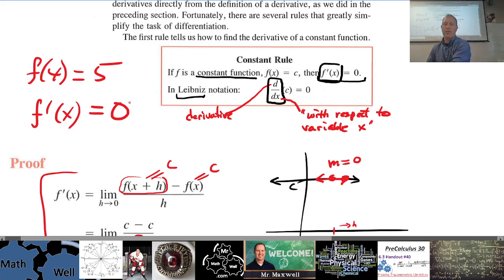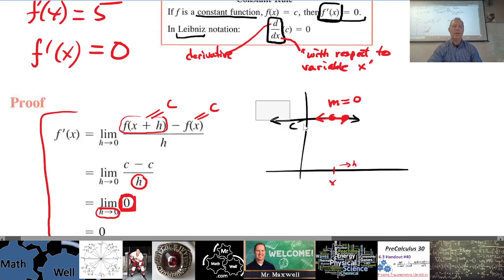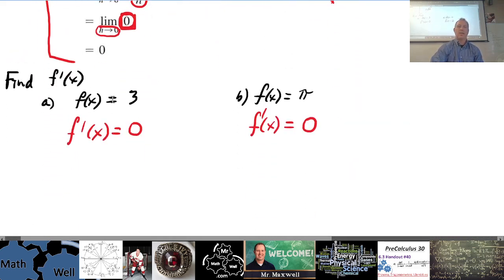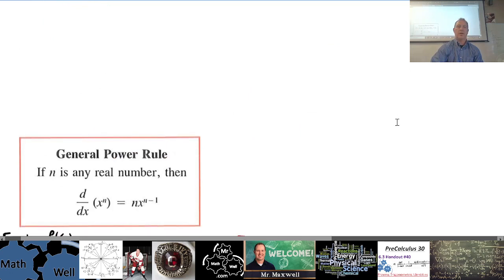Okay? So that's the constant rule, and that's simply because if we had graphically a graph that was y equals a constant value, the slope of the tangent line anywhere on that line would be the same as the line itself, which would have a slope of 0 always. All right, did some practice here. Any constant function has a derivative of 0.